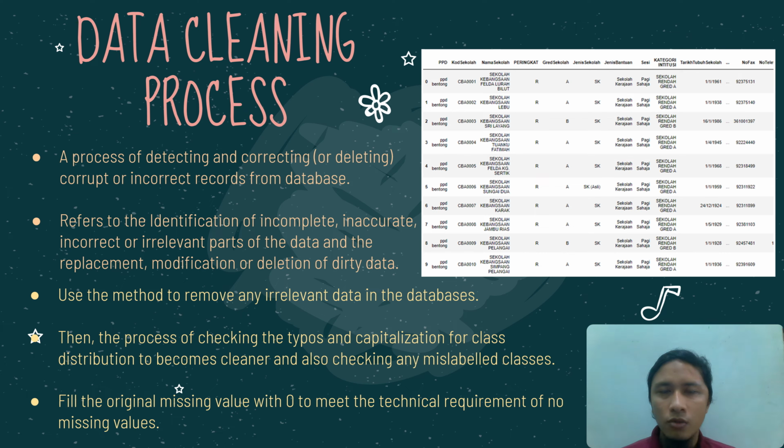It uses methods to remove any irrelevant data in the database. Then comes the process of checking typos and capitalization for class distribution to become cleaner, and also checking for any mislabeled classes. After that, it filled the original missing values with 0 to meet the technical requirement of no missing values. In the slide, it shows the output of the data cleaning process. That's all from me. Thank you.